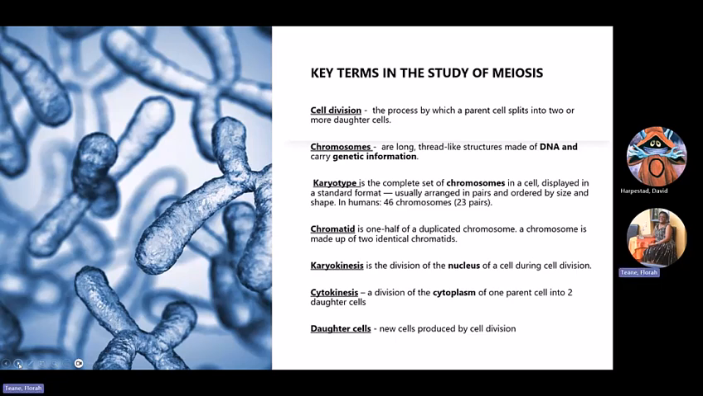A chromatid is one half of a chromosome, and chromosomes are made up of two identical chromatids. Meiosis involves the division of the nucleus and of cytoplasm. We call the division of the nucleus karyokinesis and the division of cytoplasm cytokinesis. At the end of meiosis, new cells will be formed, and we refer to such cells as daughter cells.